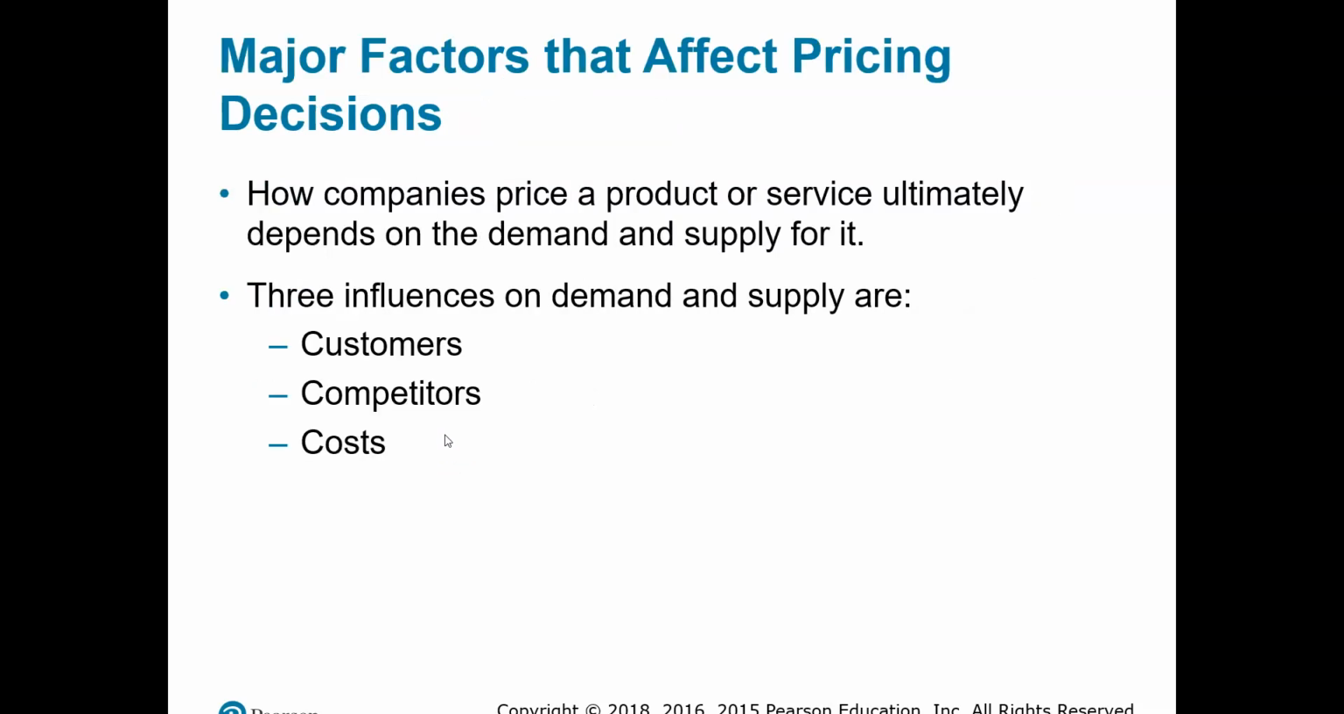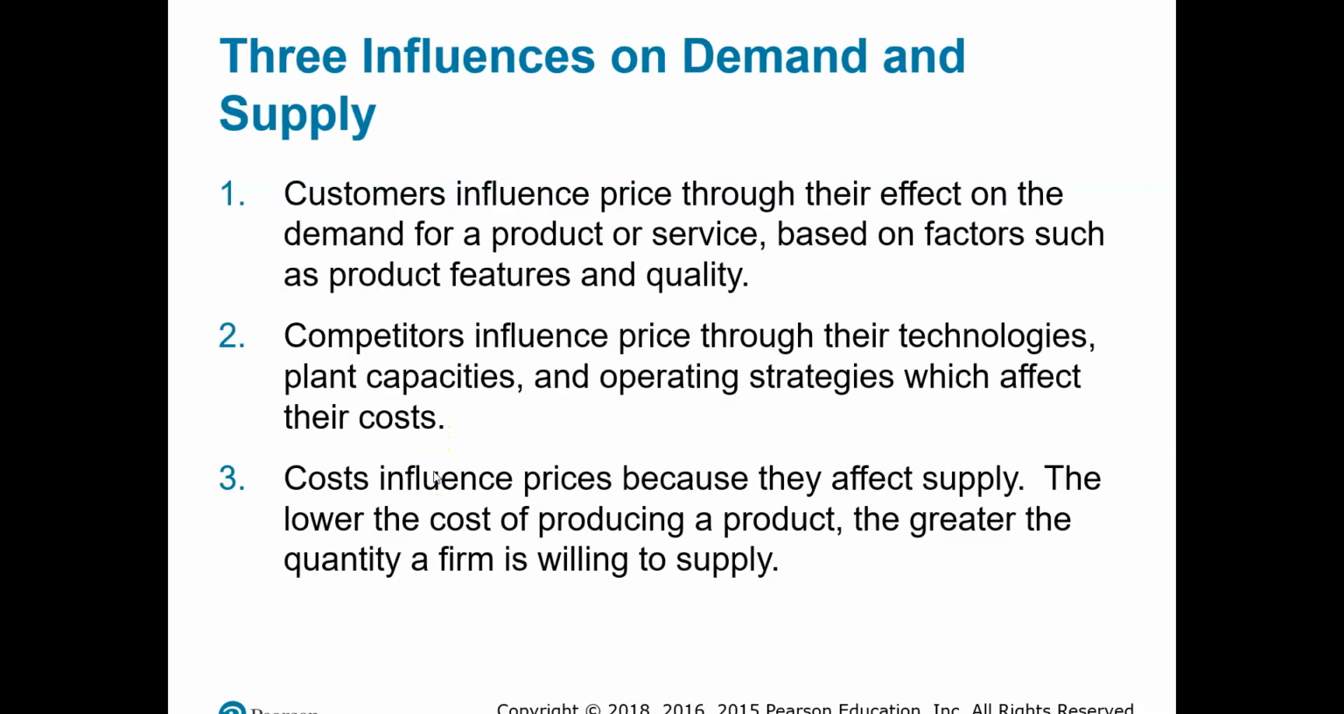So let's go ahead and get started here. Now, how we price a product or service really depends on the demand and supply for it. So what are the three things that influence demand and supply? Well, our customers, our competitors, and our costs. So let's take a look at each one of these three.